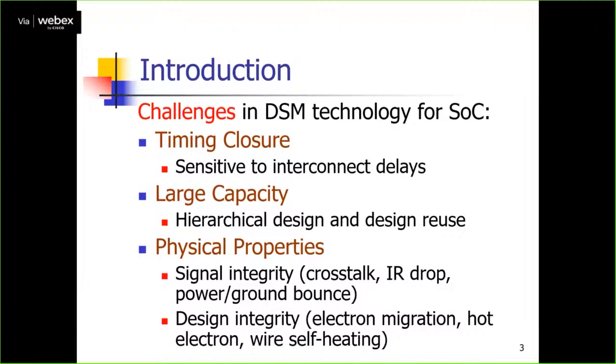And which makes your SoC very comfortably implementable. So that's why once you go for a large capacity of design or large components to be included in an SoC, we need to look at the hierarchical design as well as design reuse. The third factor, which normally makes more of a challenge on an SoC, is with respect to physical properties.